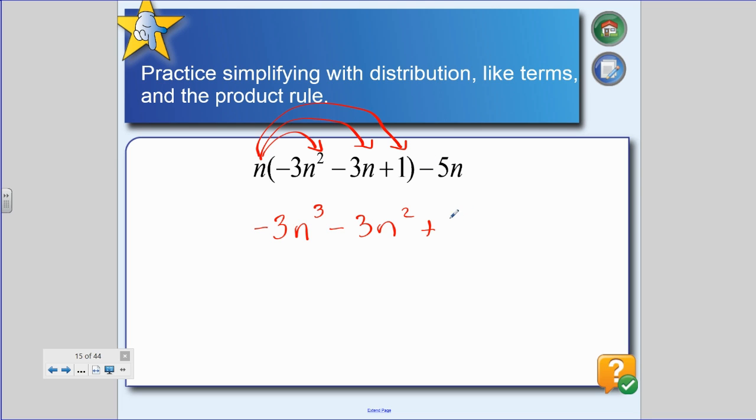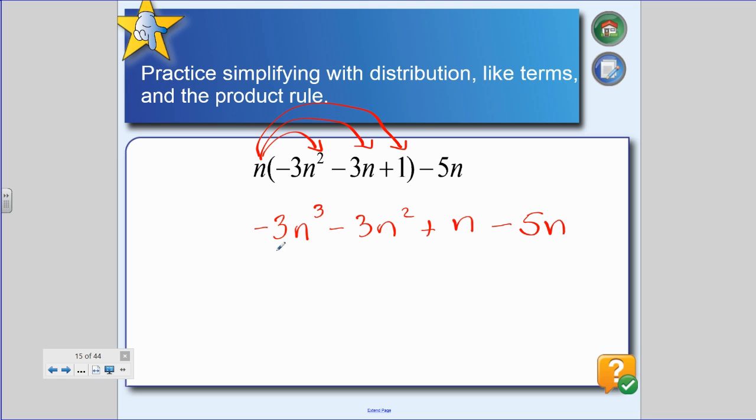Okay, but the identity property said when you multiply by 1, it doesn't make any difference. Anything times 1 is itself. And then I'm going to bring down my minus 5n. That was not in the parentheses, so it does not get distributed to. Then you have to ask yourself, are you done?